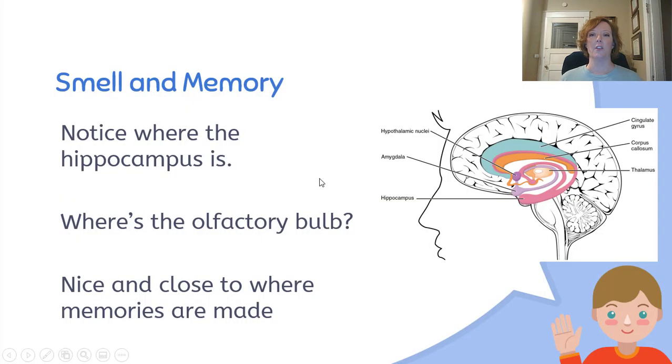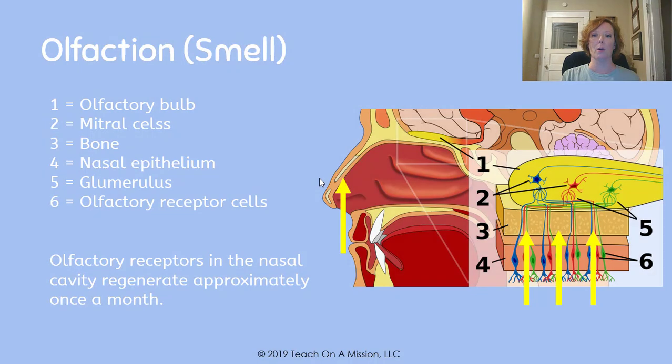So there is a very special relationship between smell and memory. I want you to take a look at where the hippocampus is. Now go back to our previous picture and determine where the olfactory bulb is.